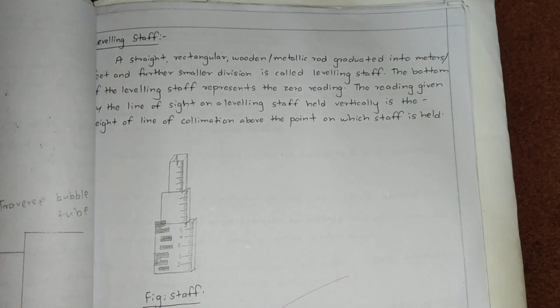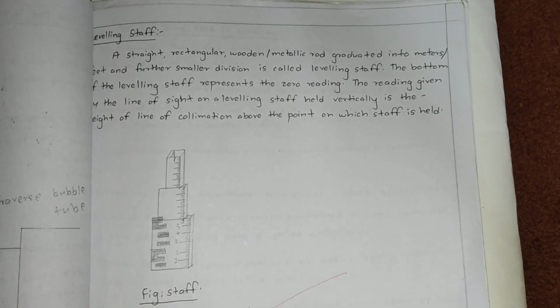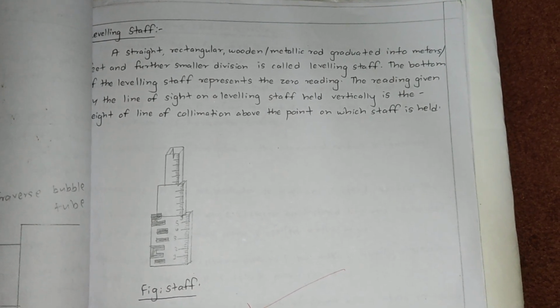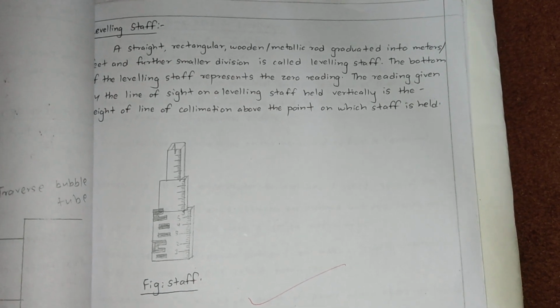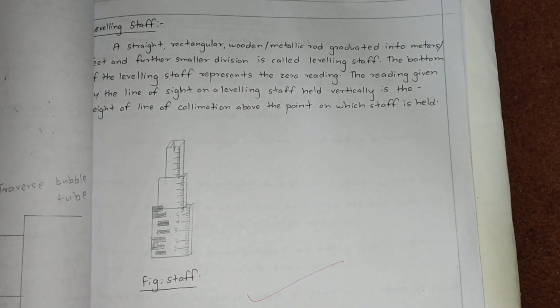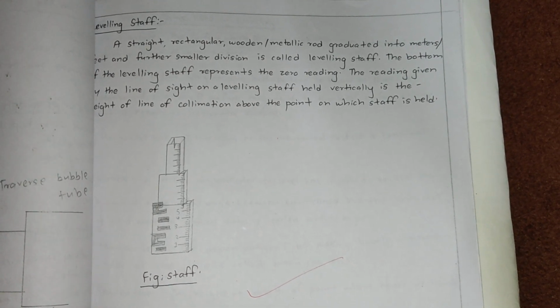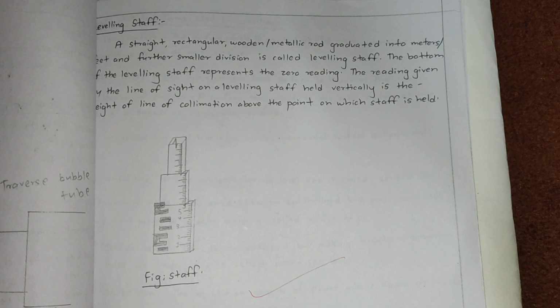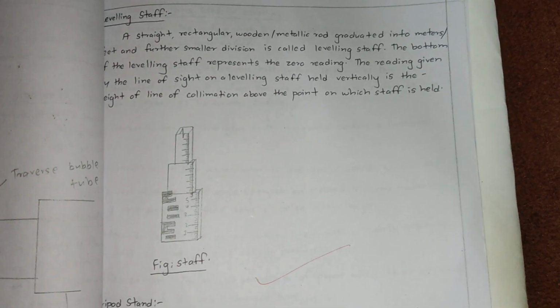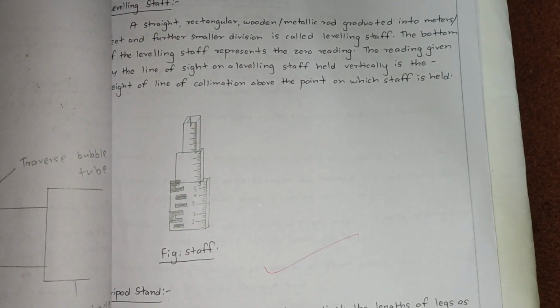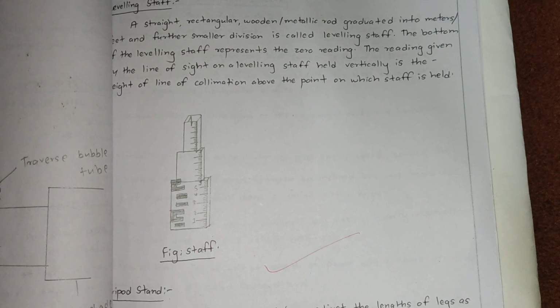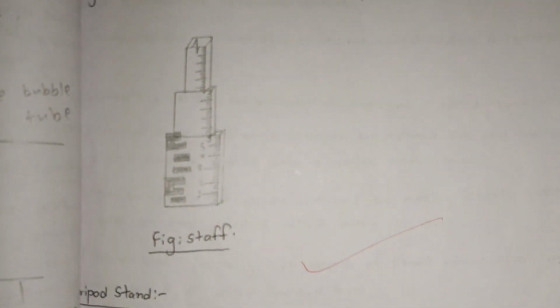Leveling staff: a straight rectangular wooden or metallic rod graduated into meters, feet, and further smaller divisions is called a leveling staff. The bottom of the leveling staff represents the zero reading. The reading given by the line of sight on a leveling staff held vertically is the height of the line of collimation above the point on which the staff is held. So here is a figure of the staff.